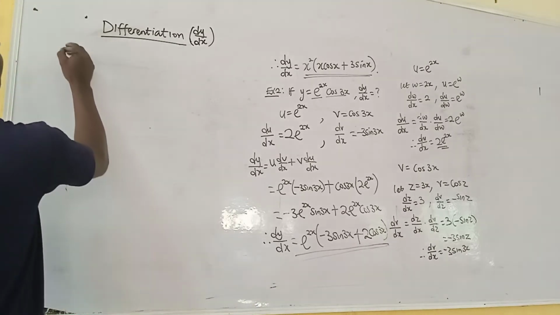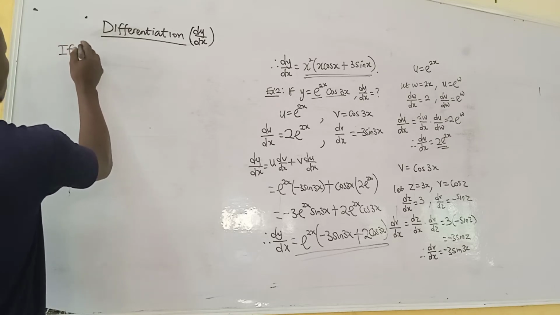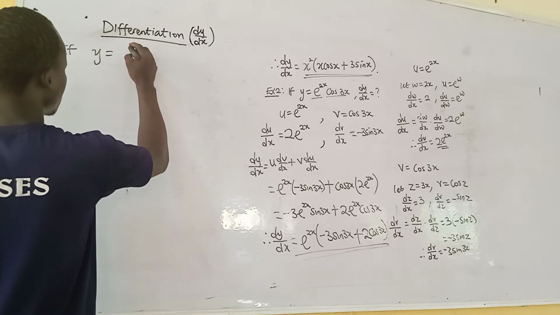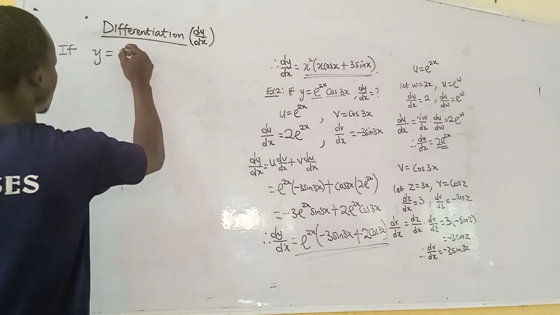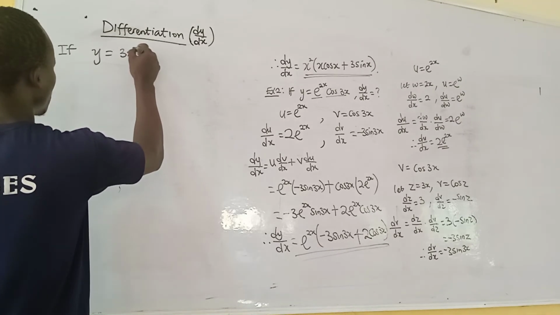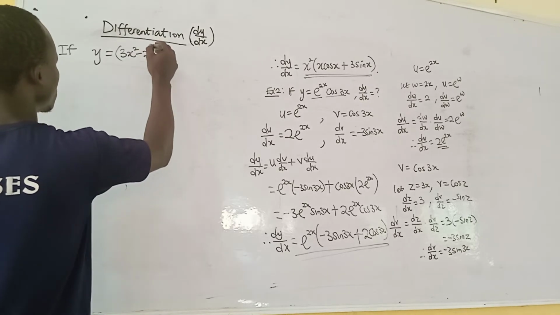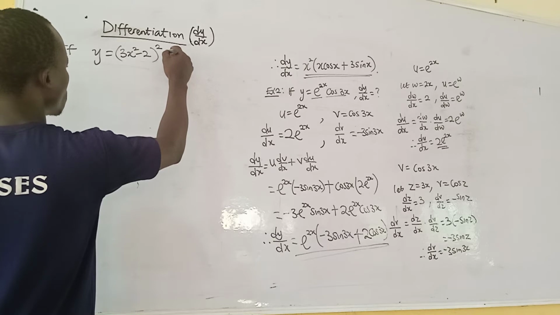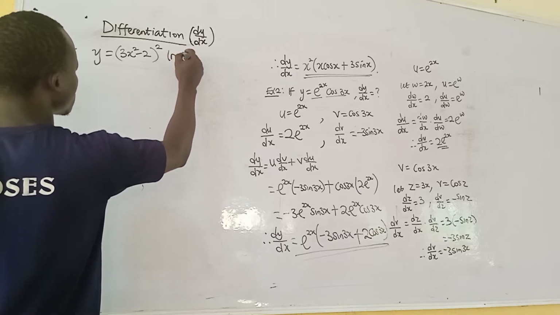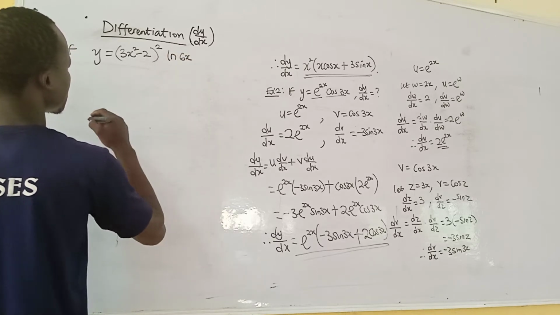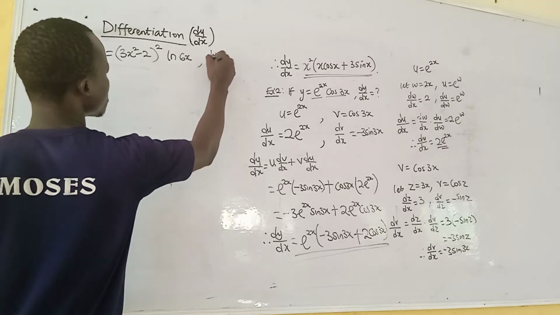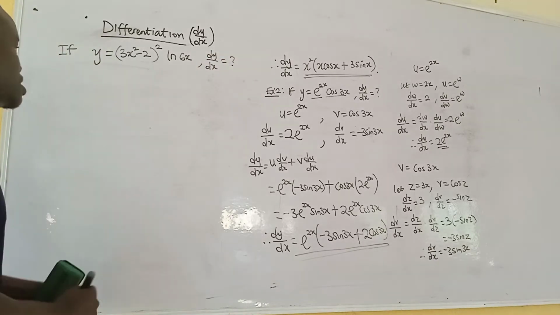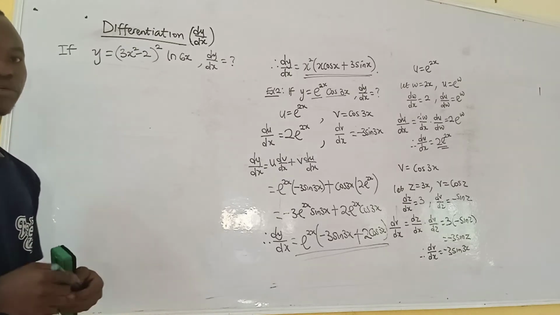So, if y equals (3x squared minus 2) raised to power 2 times ln 6x, what is dy/dx? Okay, let's solve this together. Let's solve it together, don't worry.